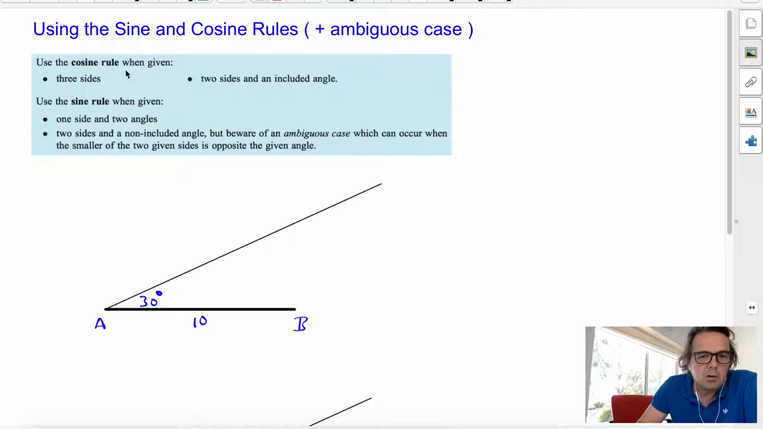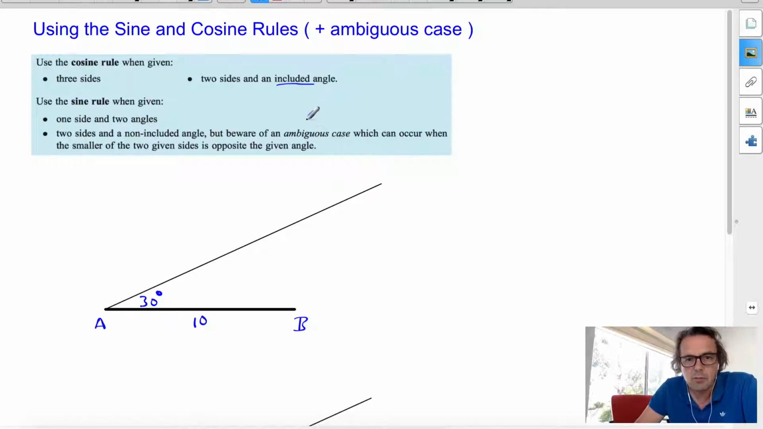Well, you need to use the cosine rule when in your triangle you are given 3 sides or 2 sides and the included angle. And that's important, it's the included angle. If you don't have that, but you have just 1 side and 2 angles, or maybe 2 sides and a non-included angle, then you use the sine rule. But as said, beware of an ambiguous case, which can occur when the smaller of the 2 given sides is opposite the given angle. Okay, so let's have a look.